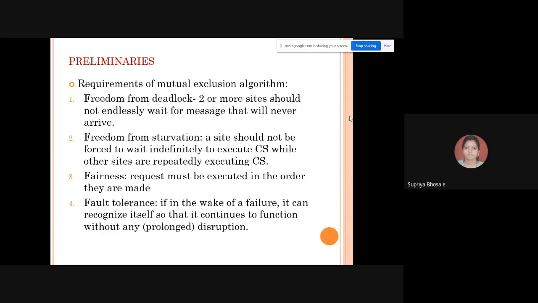अँड फोर्थ, फॉल्ट टॉलरन्स. सो दॅट इज इफ इन द वेक ऑफ failure it can recognize itself so that it continues to function without any prolonged disruption. So in case suppose any kind of failure occur, suppose तुम्ही क्रिटिकल सेक्शन मध्ये आहात आणि काहीतरी फेल्युअर वगैरे झालं, पॉसिबल आहे, ओके, सो इट कॅन रिकॉग्नाइज इटसेल्फ सो दॅट इट कंटिन्यूज टू फंक्शन विदाउट एनी प्रोलॉंग्ड डिसरप्शन. एखादं मशीन क्रिटिकल सेक्शन मध्ये आहे आणि मध्येच जर फेल्युअर झालं, क्रॅश झालं वगैरे वगैरे, सो इट विल चेक फॉर some particular timeout period, okay, and then after that timeout period it will go for the next request in the queue. So this condition should also be maintained in your system.